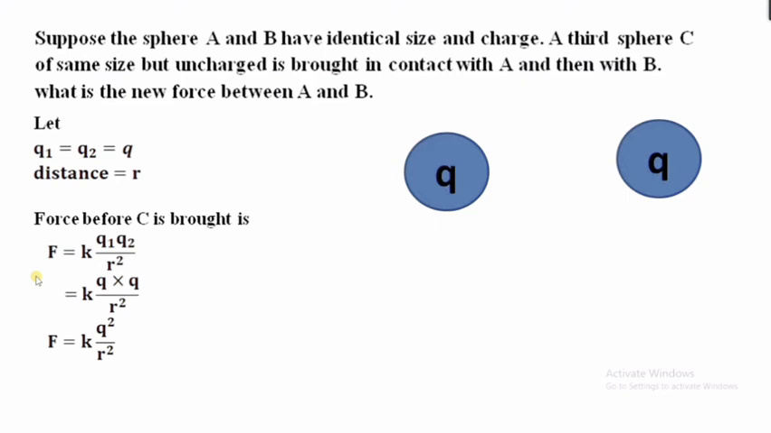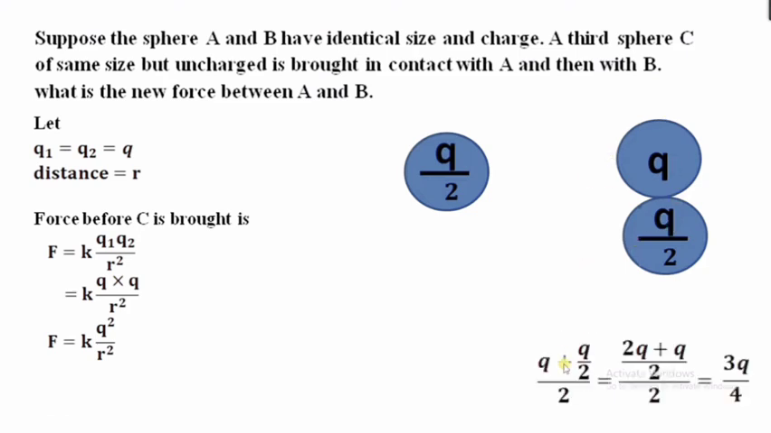Now if I bring the third sphere, which has zero charge, in contact with this, they distribute the average charge, that means half of the total charge. So our total charge will be divided into half and half. If I bring this in contact with the other sphere, again half of the total charge will be distributed. So the charge is q plus q by 2, and half of this. If you solve this you will get 3q by 4. So each of the spheres will become 3q by 4. So the new charges will be q by 2 and 3q by 4.